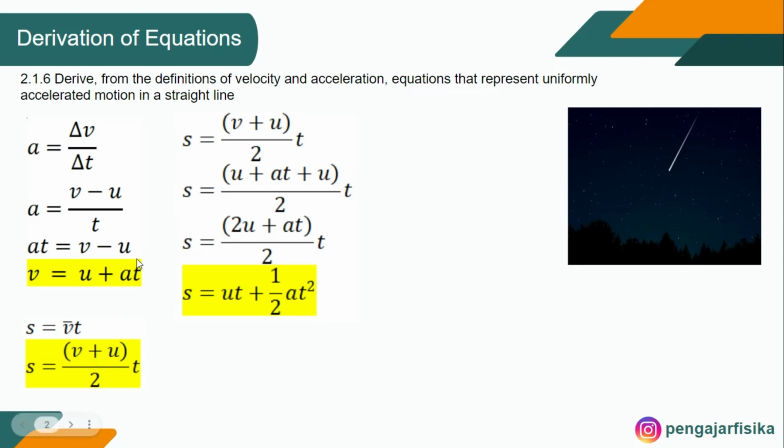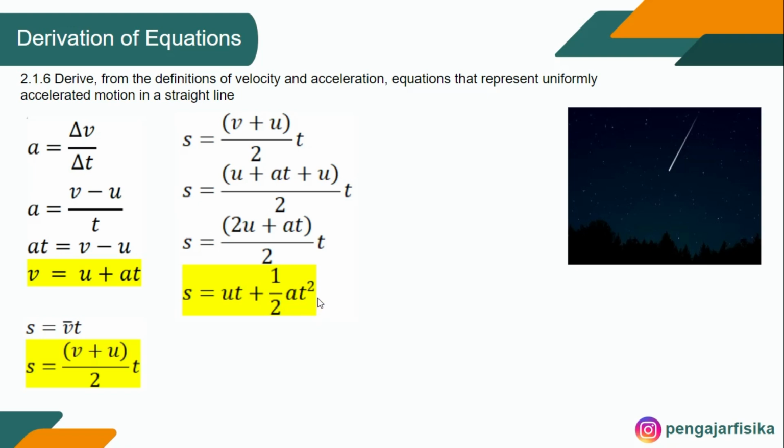And then for the third one, we get it from the second equation. But here, we expand the v based on what we get from the first equation. The v here is u plus at. And then we simplify, so we got this. And then we simplify again by opening the bracket. So this is the third equation in kinematics: displacement equals initial velocity times time plus half times acceleration times time squared.